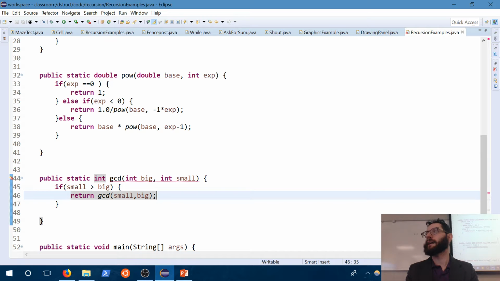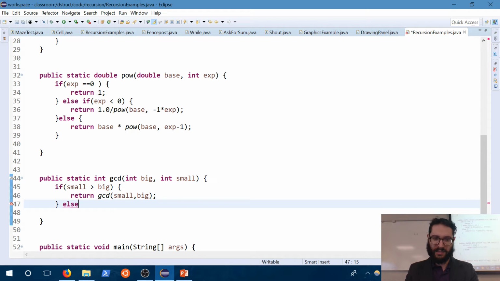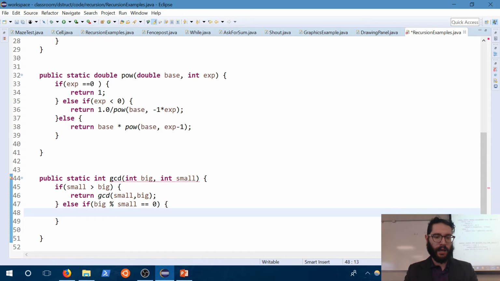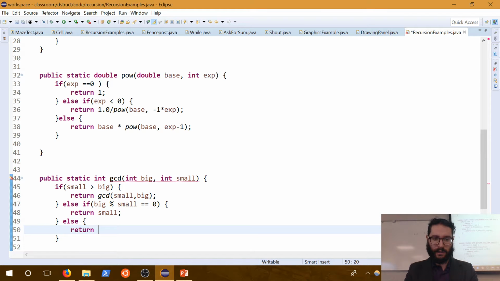So we don't have to worry about trying to figure out the math, or make the math any more complicated. That's what's nice about recursion. You can just do a statement like that. Else if, okay, what if the big number is divisible by the small one? We do that by doing big mod small equals 0, right? If the big number mod the small number is 0, return small. If the big number is divisible by the small number, return small. Otherwise, we do this whole operation where we return the GCD of the small number and the big mod the small.